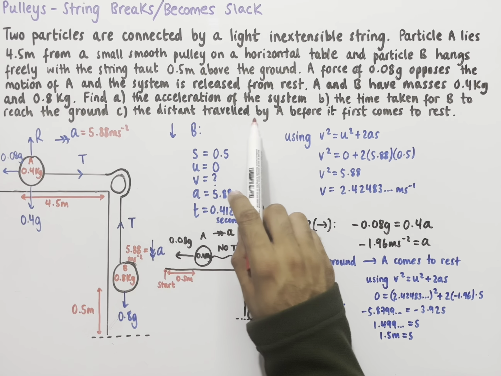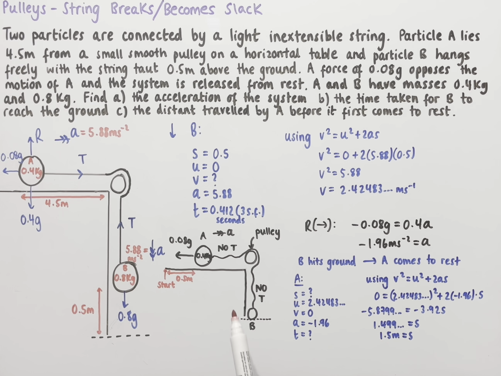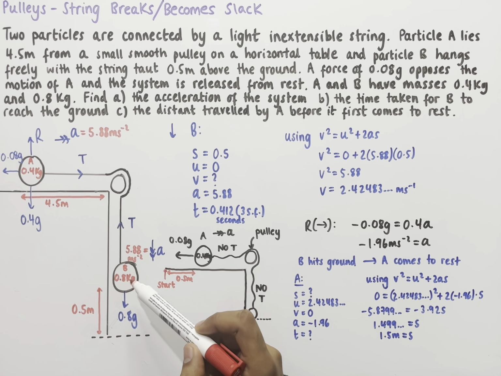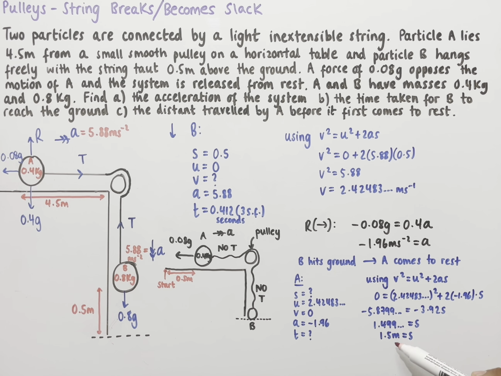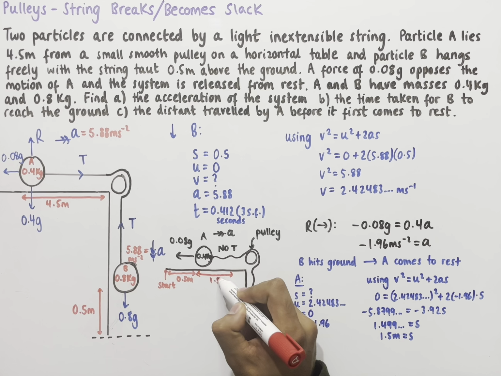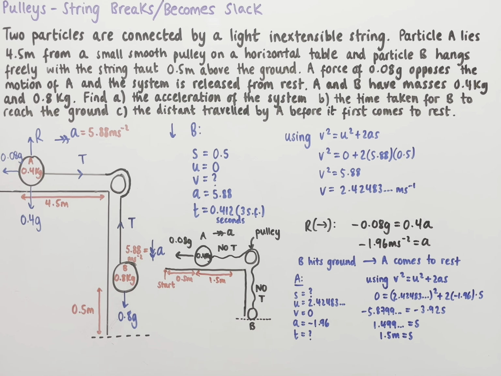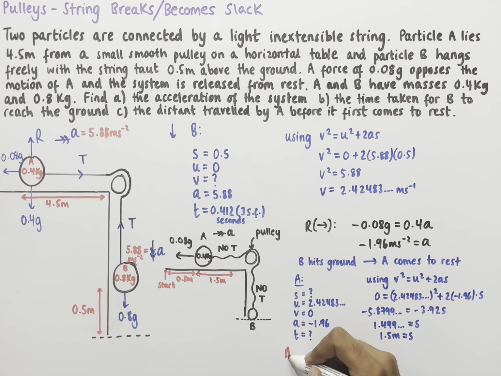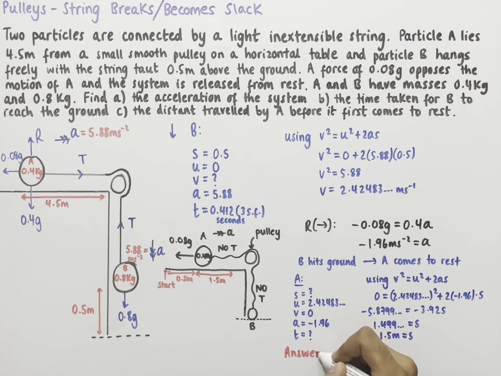And so for the distance traveled by A before it first comes to rest, we need to remember that particle A travels 0.5 meters, and that is when particle B hits the ground. And so this displacement that we've just worked out is from when B hits the ground to when A comes to rest. In other words, we need to add on 1.5 meters here to 0.5 meters, which was initially traveled. And so the total distance and the final answer here is going to be equal to 0.5 meters plus 1.5 meters, which when we add these together equals 2 meters. And so that is the answer to part C.